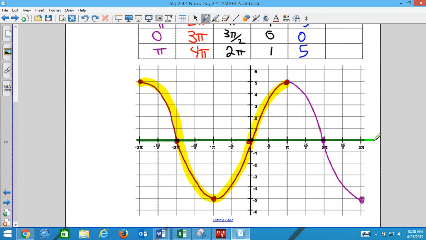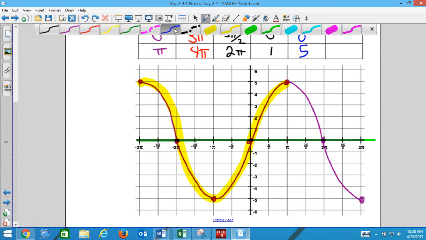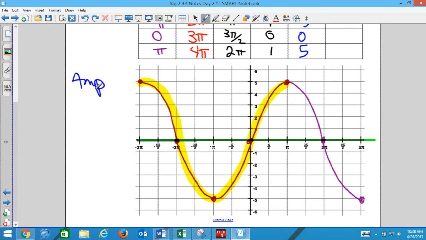So I highlighted one cycle. You don't need to highlight one cycle. I'm just doing it for you so you can see the one cycle from the key points. We need to find our amplitude and our period. So I drew in the midline. I found the middle of the graph. Drew in the midline. How far above it or how far below it does it go? Up. So that's our amplitude. And then our period is horizontally from start to finish for one cycle. How long is it?